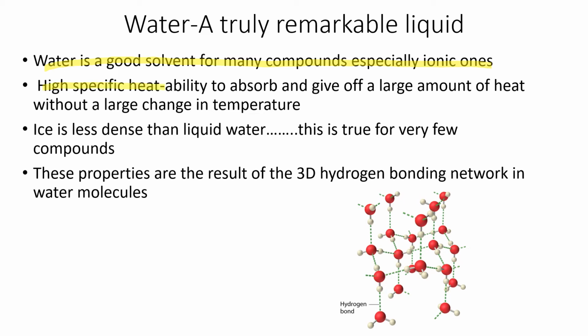And what specific heat means is that a high specific heat means it is able to absorb and give off a large amount of heat, a large amount of energy, without a big change in temperature. And you're familiar with this feature of water. Think about putting a pot of water on the stove to boil. It takes a long time, a lot of heat, in order to get that water up to boiling.